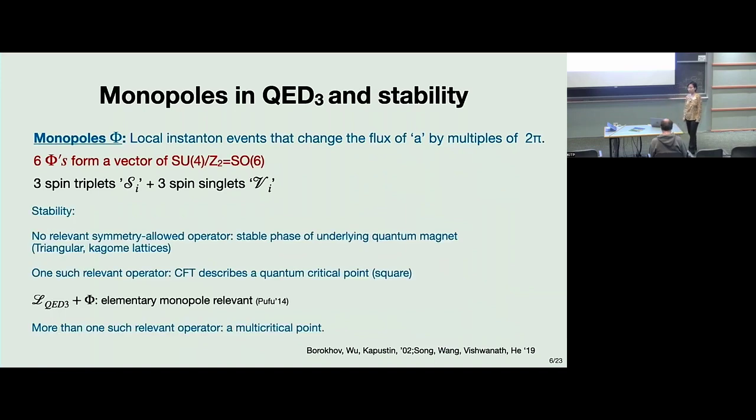Their centers are located in different places. So maybe one has its center located in the middle of a square, and another located on a link. How to understand there are 6 of them? Oh, right. That's a good question. So it's discussed in this work from the state-operator correspondence. The monopoles are mapped to a state with a 2 pi flux on a sphere, and each Dirac fermion will fill 0 modes.